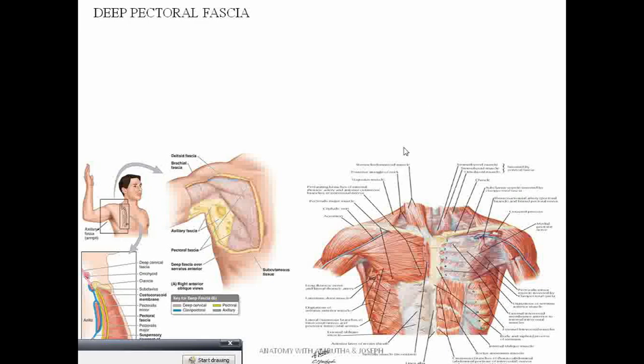Deep pectoral fascia. We have seen the skin and superficial fascia. When we remove the superficial fascia, the next structure is the deep fascia, and the deep fascia over the pectoralis major muscle is called deep pectoral fascia. After removing the superficial fascia, which looks yellow in color, the hazy appearance here is the deep pectoral fascia that can be seen.